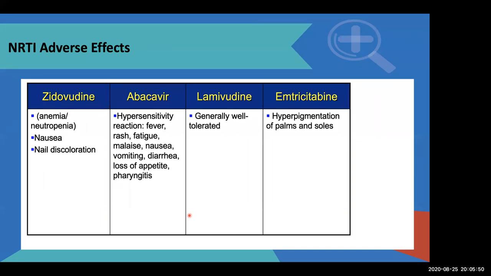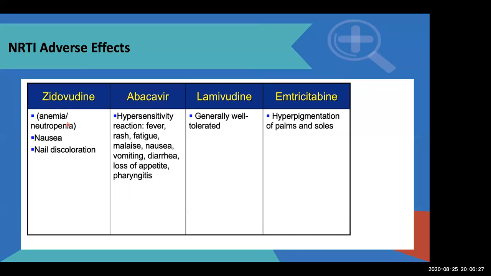So remember, ARVs are classified in classes. We've got what we call your nucleoside reverse transcriptase inhibitors. This would include drugs like zidovudine, abacavir, lamivudine, and emtricitabine. So when you deal with side effects, it's equally important for you to know the drugs, because when a patient presents with a certain clinical problem, you are likely to be able to help them and switch the correct drug if you are able to associate that complaint or side effect to a specific drug.